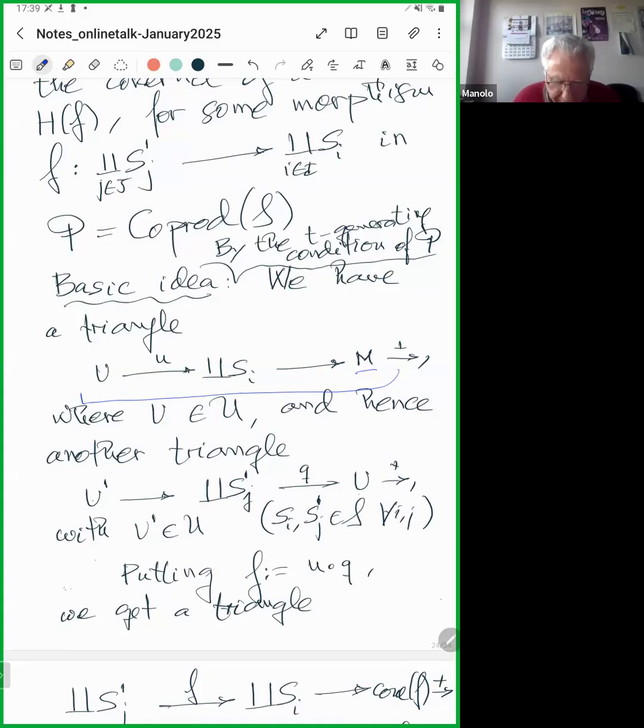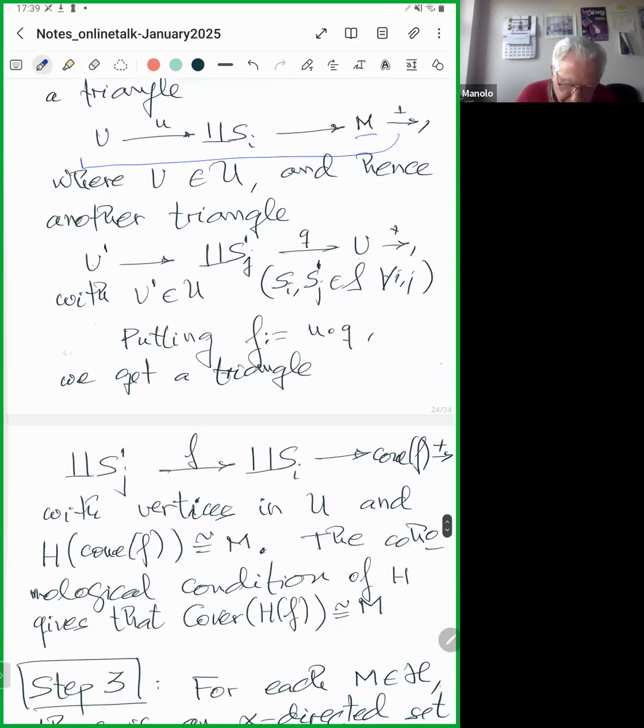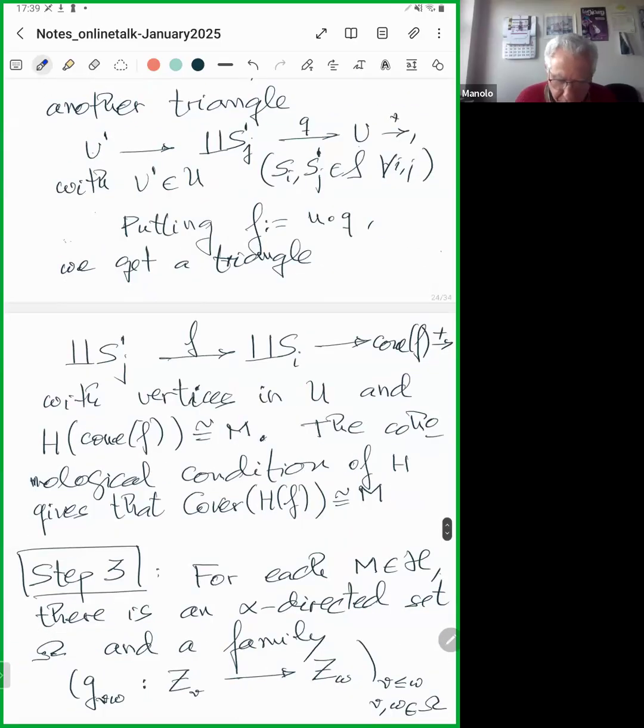So it's an easy argument. This is the easiest step in some sense. It's an easy argument to prove that when you take that F, that composition, the cone of F satisfies that when you apply the cohomological functor H, it is isomorphic to M. And then by the cohomological condition of H, when you apply H to this triangle, you get H of this, H of this, H of this, and then H of something in the aisle shifted by 1, and that is 0. So you get that the cokernel of HF is exactly isomorphic to M.